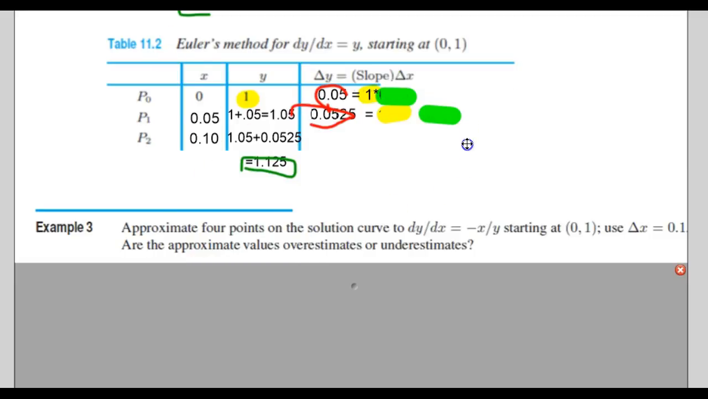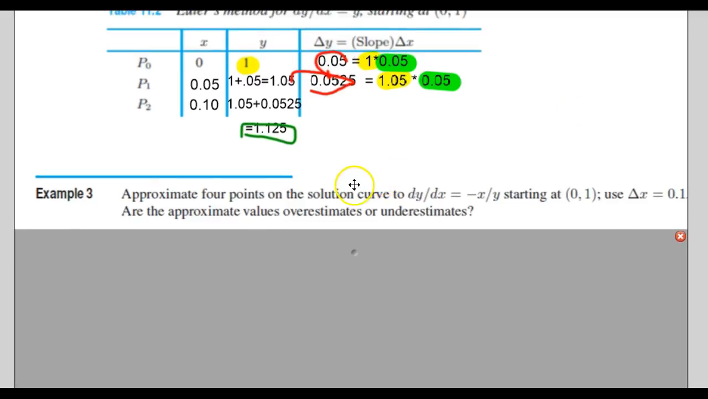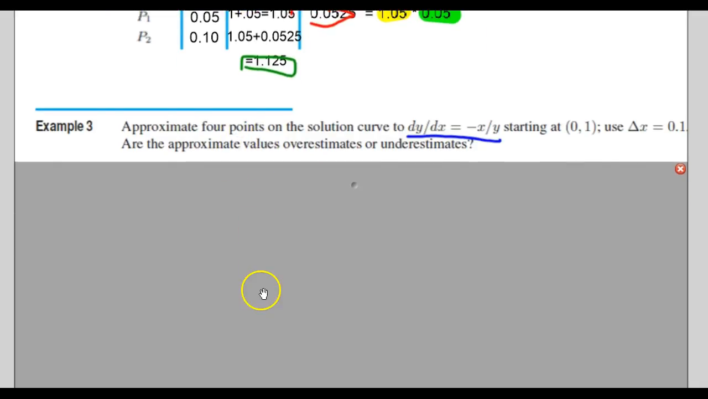I like this example because it uses a different differential equation. If you recall, the solution to this particular differential equation is something we've seen before: the solution is a circle, x squared plus y squared is equal to 1. So we're going to use Euler's method to determine how good of a solution we get compared to the actual value.